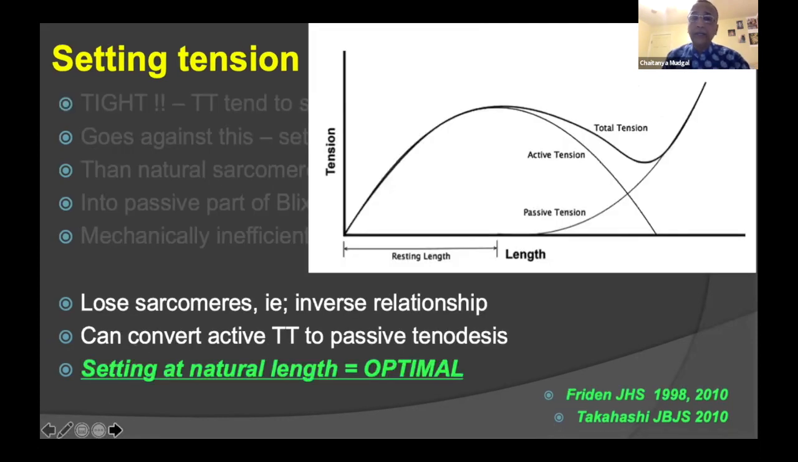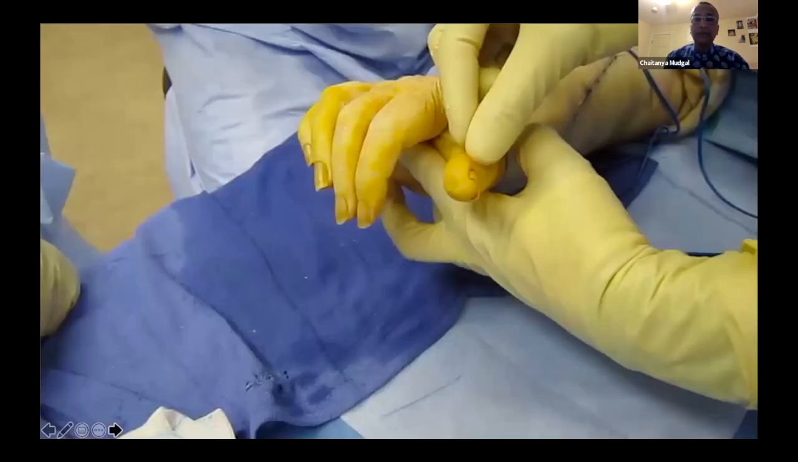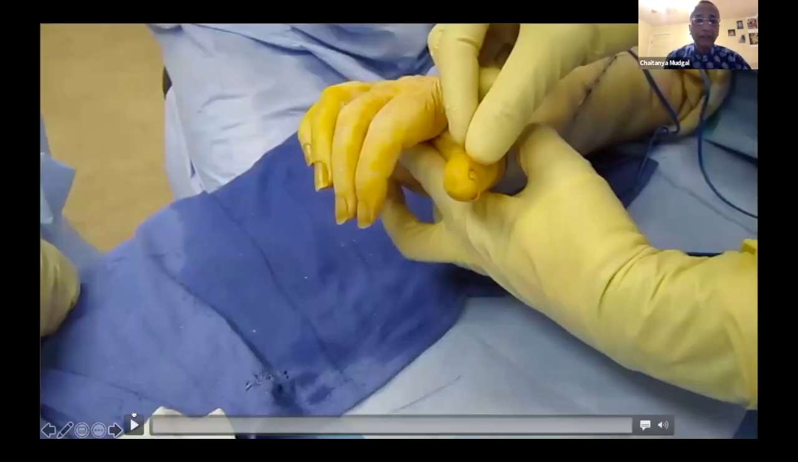Well, Jan Friden and Rich Lieber looked at this, and what they found was, if you in fact increase the length or the tension on a muscle tendon unit, you actually lose sarcomeres, making it an inverse relationship, converting your active muscle tendon transfer into a passive tenodesis. Therefore, setting your natural length is optimal. And let's look at this.